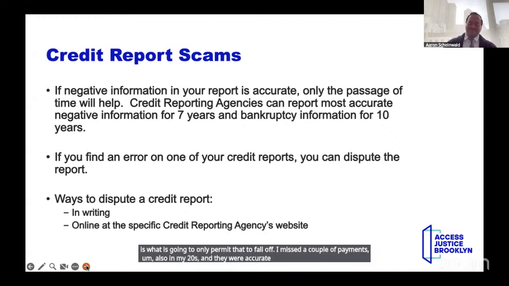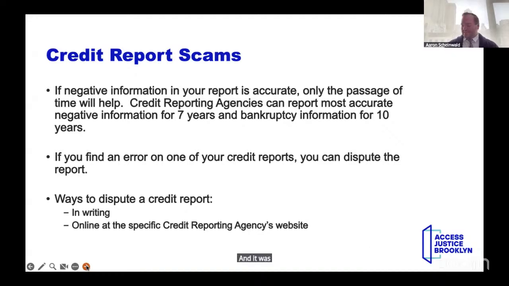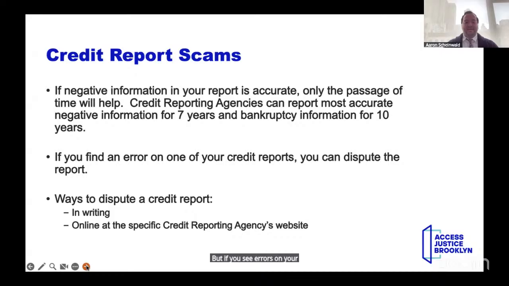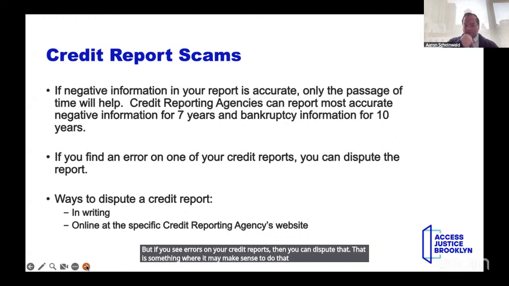I missed a couple of payments also in my 20s, and they were accurate. It's for my Amazon credit card that I've had for, at this point, close to 20 years. And it was 30 days late, and it wasn't a big deal, but it was a little blip, and it put my credit score down a little bit. And it was accurate. It was true. I had missed the payment. And so it was only after a few years that it dropped off. And it actually did, although it was only a couple of points, change my credit score for the better. But if you see errors on your credit reports, then you can dispute that. That is something where it may make sense to do that in a hard copy form.